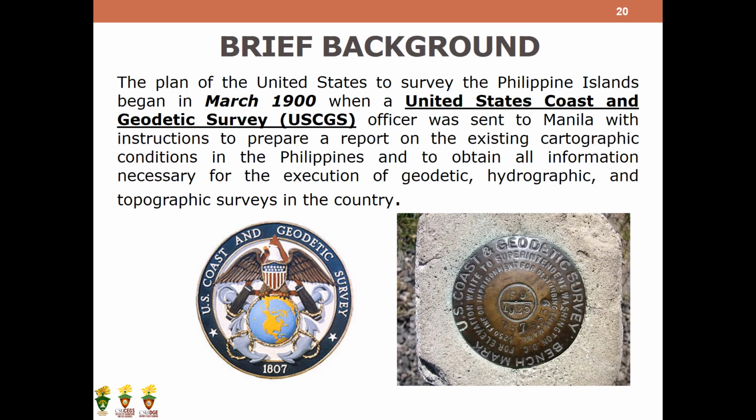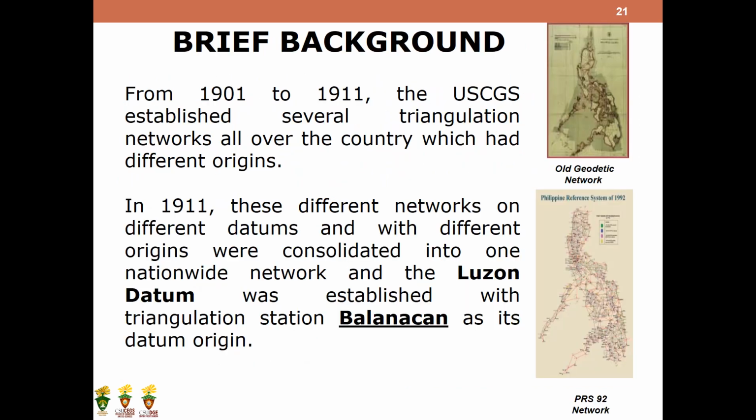So of course, they first do reconnaissance on what existing maps are being used in the Philippines, and this is where they start their survey, to determine what they need to do, whether control is already existing or not. From 1901 to 1911, the USCGS established several triangulation networks all over the country, which had different origins. Since there was no GNSS before, they used the conventional method of establishing geodetic control, which is triangulation.